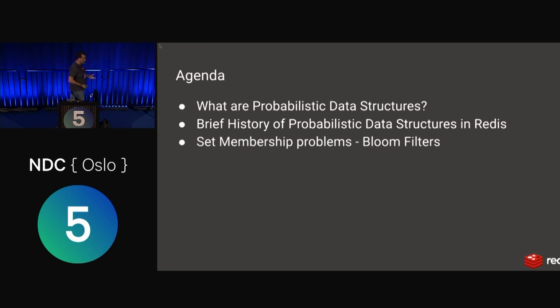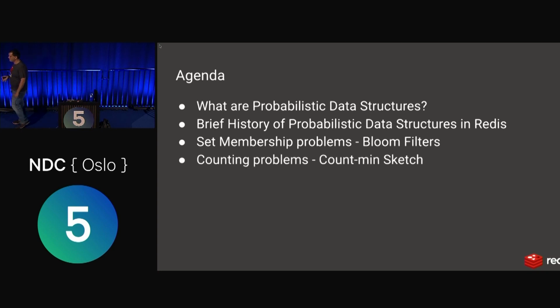Then we're going to be talking about set membership problems. So we're going to get into some of the different problems that we can solve with these probabilistic data structures. The first of these is set membership, and we're going to be using Bloom filters to overcome those. Then we're going to be talking about counting problems, and specifically counting instances in large streams of data, and we're going to be using the Count-Min Sketch to count those streams of data.